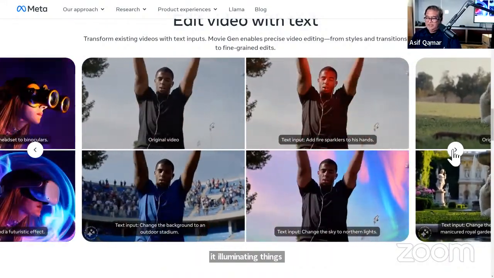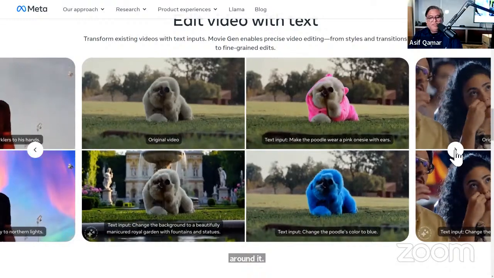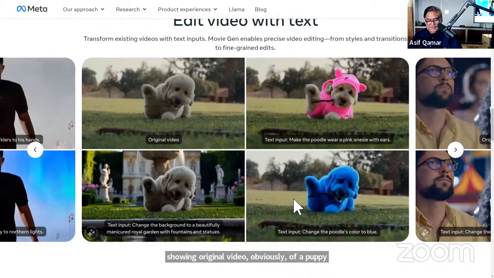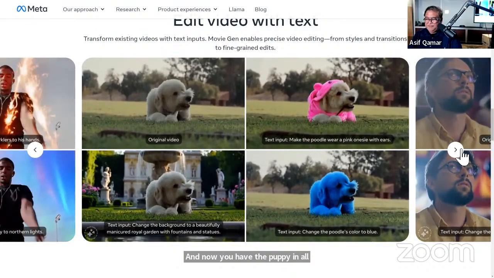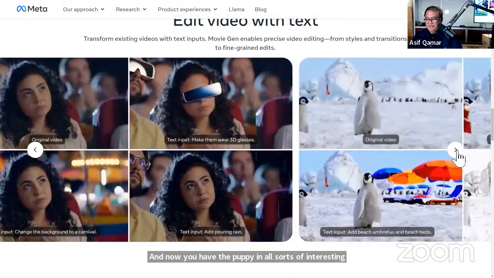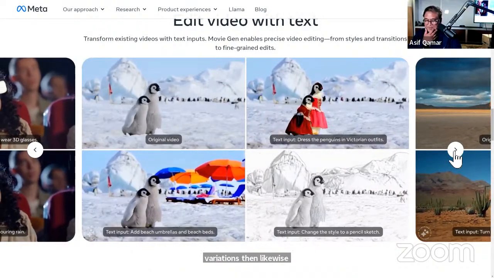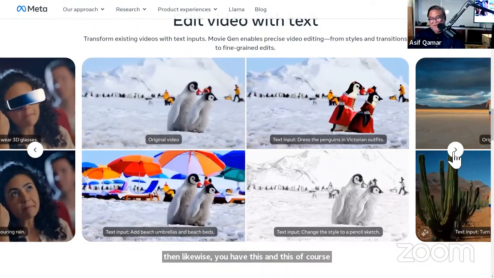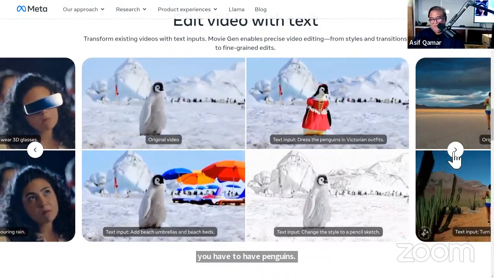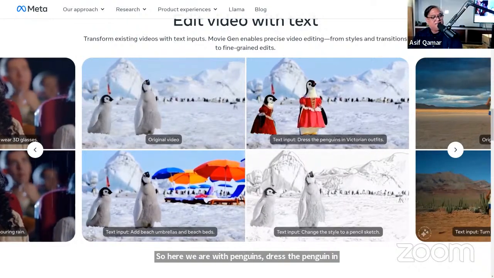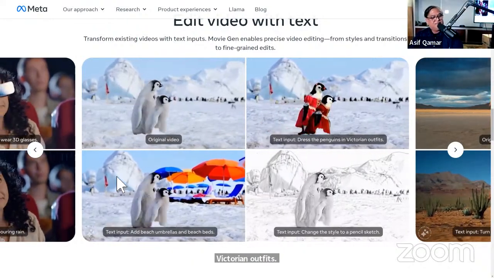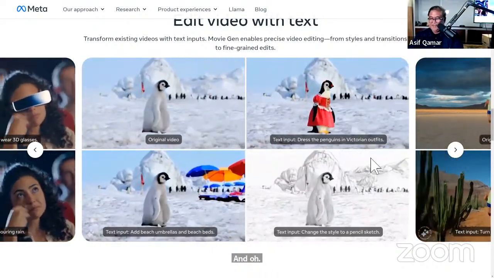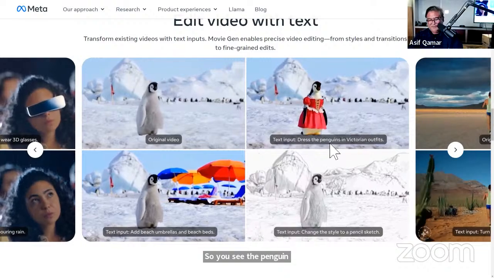And I'm almost done, I suppose, but it's worth showing the original video, obviously, of a puppy. And now you have the puppy in all sorts of interesting variations. Then likewise, you have this. And this, of course, you have to have penguins. So here we are with penguins, dress the penguin in Victorian outfits. And so you see the penguin in Victorian clothes and so forth.